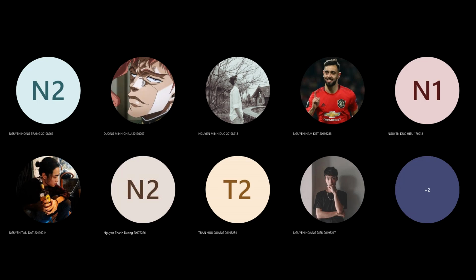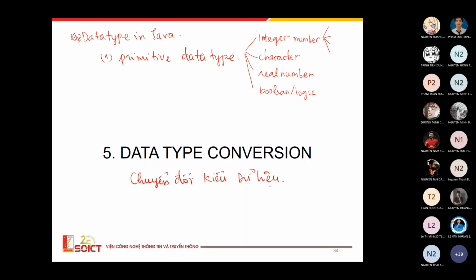You can see the slide and tell me how many, or you can name for me the integer types. We have the byte, the short, for example, and int, okay? Long int. Yes, and long, okay?